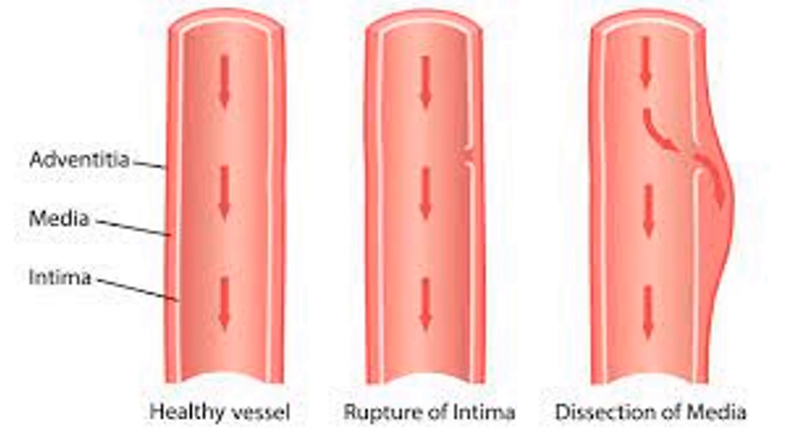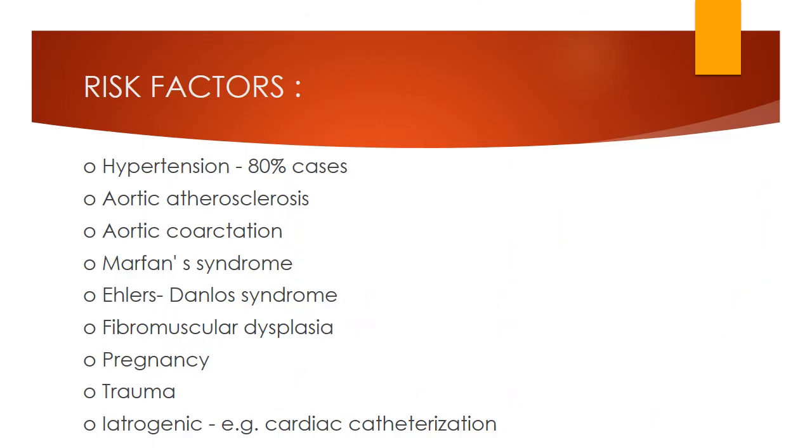So this is a healthy vessel containing adventitia, media and intima. The rupture of intima leads to extravasation of blood into tunica media and leads to aortic dissection.